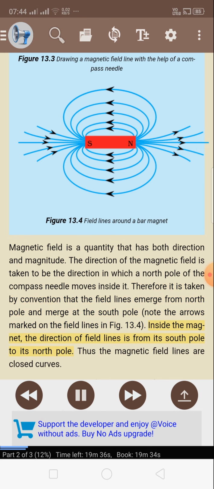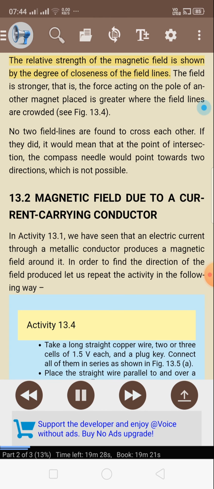Inside the magnet, the direction of field lines is from its south pole to its north pole. Thus, the magnetic field lines are closed curves. The relative strength of the magnetic field is shown by the degree of closeness of the field lines. The field is stronger, that is, the force acting on the pole of another magnet placed is greater, where the field lines are crowded. See figure 13.4.